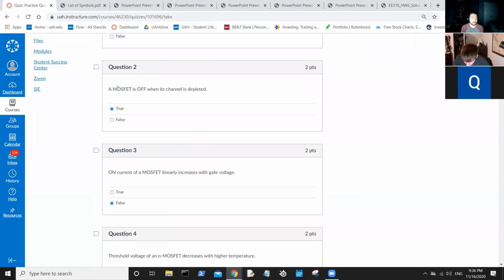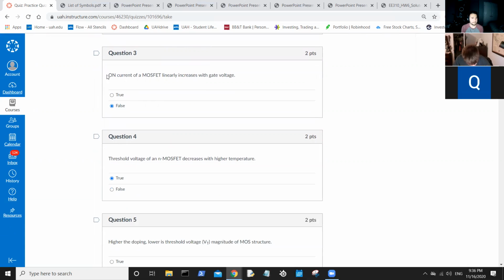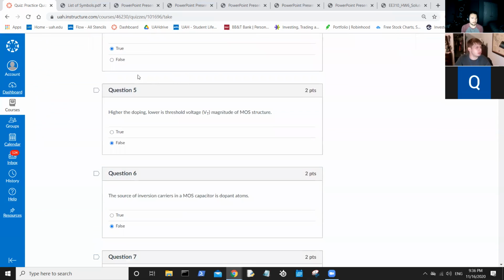Q2. A MOSFET is off when its channel is depleted. So I said true here. I'm pretty sure that's correct. Next, the on current of a MOSFET linearly increases with gate voltage. As we said previously, that's an exponential relationship. That's just something to remember. And because of that, it's false.